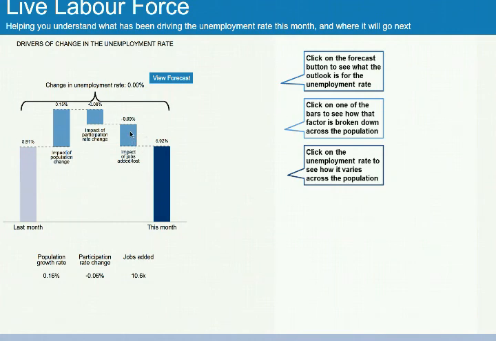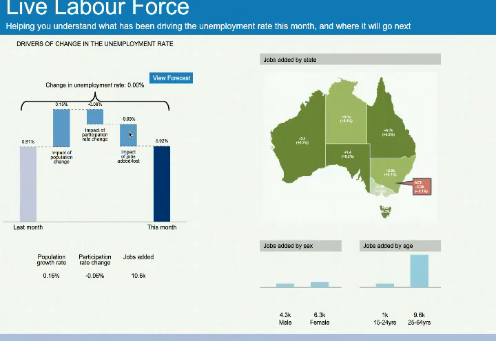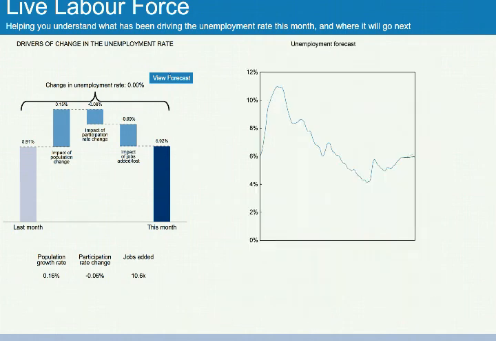Users can click on each of the bars in the waterfall to see how that factor is broken down across the states, and by sex and by age group. They can also click on the forecast button to see where the unemployment rate is likely to head next and how the updated forecast differs from last month's.